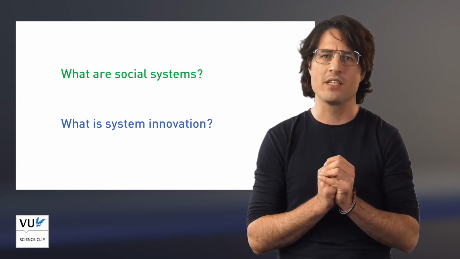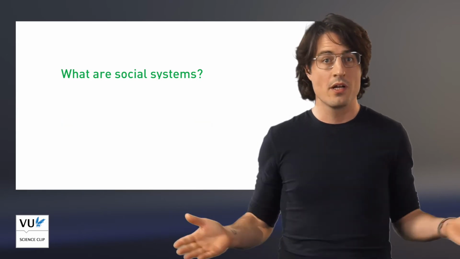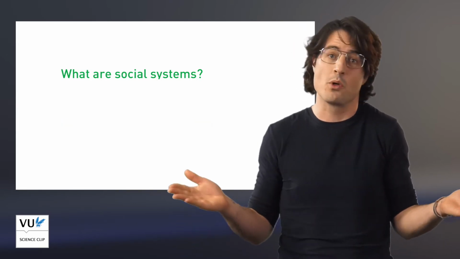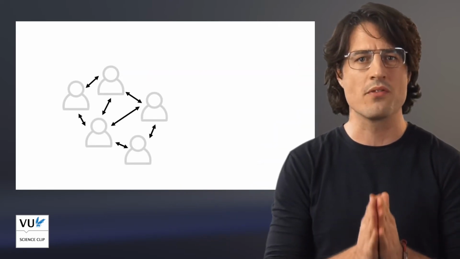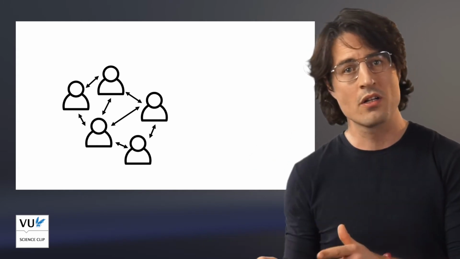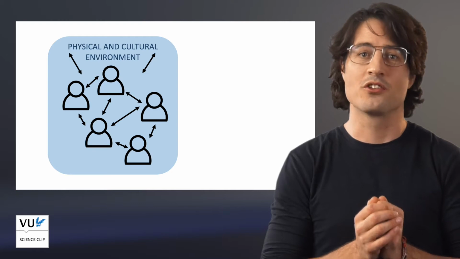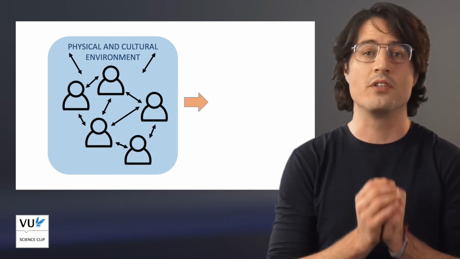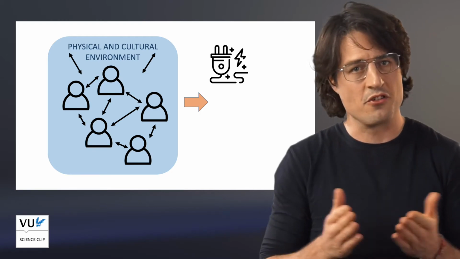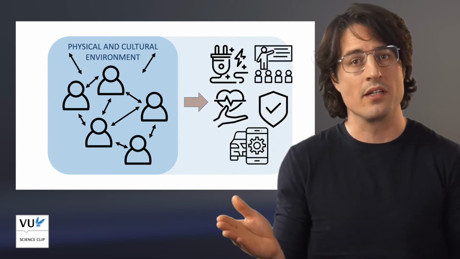So let me first dig a bit into what we mean with social systems, the things that we need to innovate, the things that we want to change. A social system consists of all the interactions of agents in the system, with each other, the physical, the cultural environment. This to produce societal goals that are meaningful to them, such as energy, education, health, security, mobility.